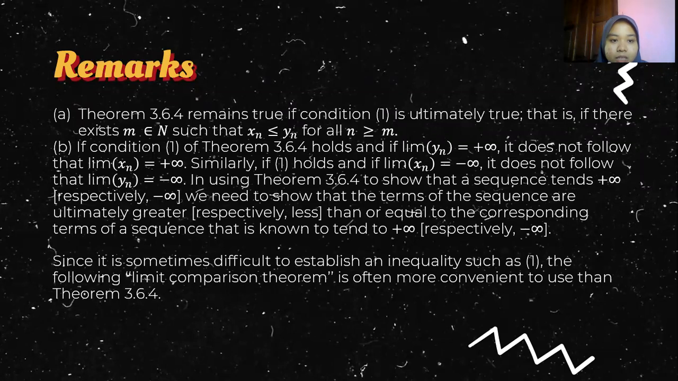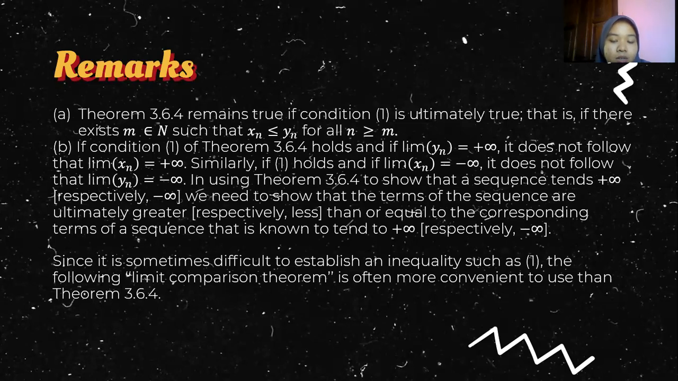Remarks. Point A: theorem 3.6.4 remains true if condition (1) is ultimately true. That is, if there exists m ∈ ℕ such that x_n ≤ y_n for all n ≥ m. For point B, if condition (1) of theorem 3.6.4 holds and if lim y_n = +∞, it does not follow that lim x_n = +∞. Similarly, if (1) holds and if lim x_n = −∞, it does not follow that lim y_n = −∞.